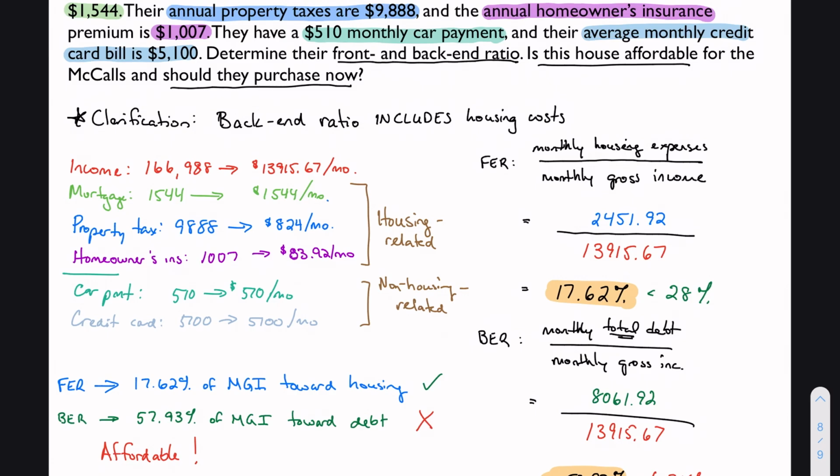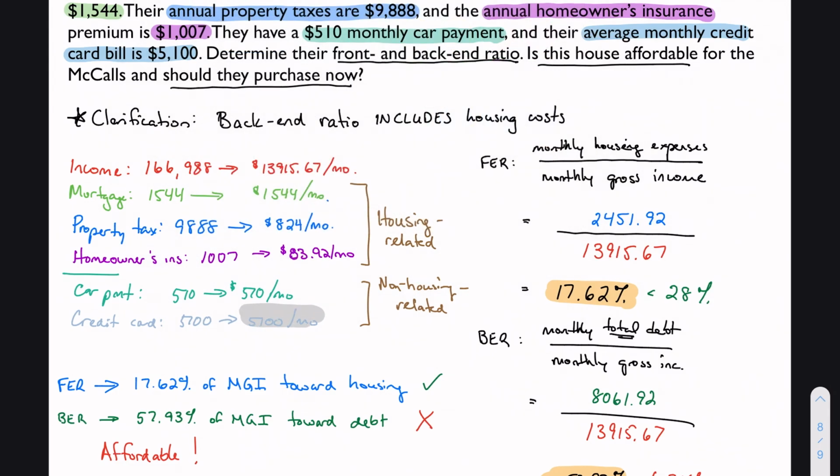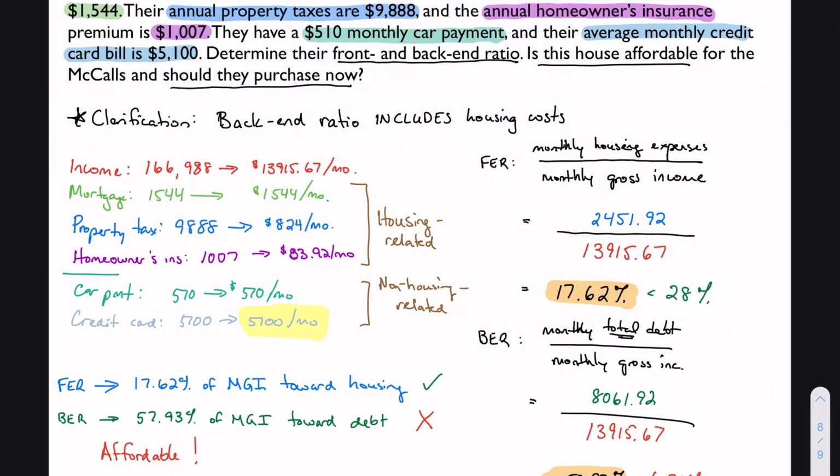If I wanted to think about some things I could do to get this back end ratio down, I go right for the fact that my credit card bill, now you can't see that all that well, can you? Let's try yellow. Yeah, that works. So you can see that my credit card bill on average is $5,100 a month. That's sky high. So anything I can do to reduce this would be beneficial. So my suggestion might be to lower your credit card bill.